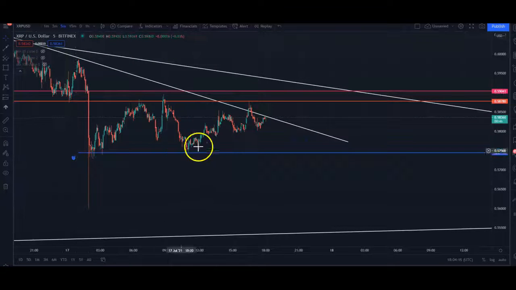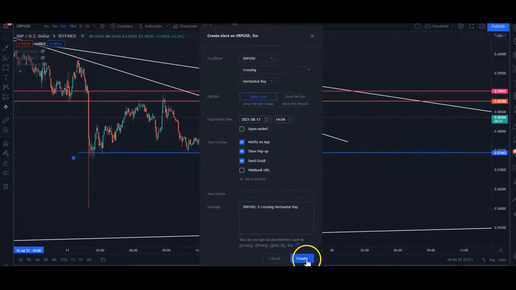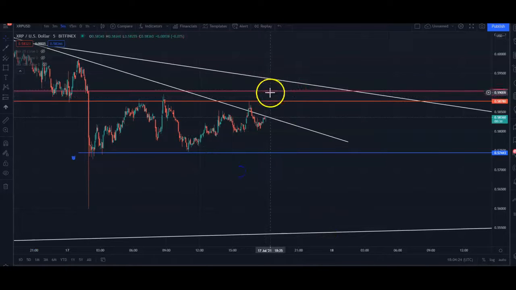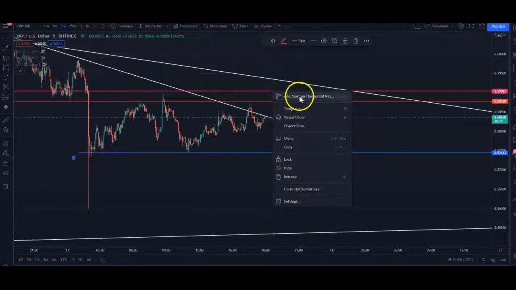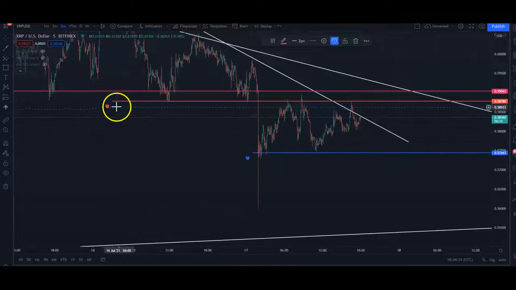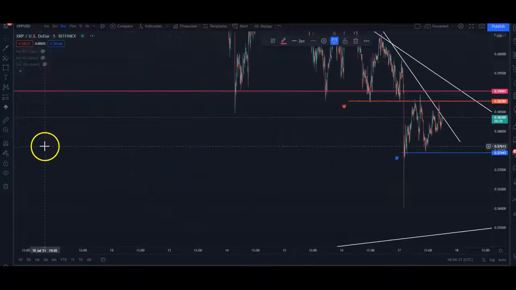So we got an alert there. Now I would also set an alert either here, or even potentially I would set the alert on this one here. So I look to the left, I got the alert set here, and I look to the left.